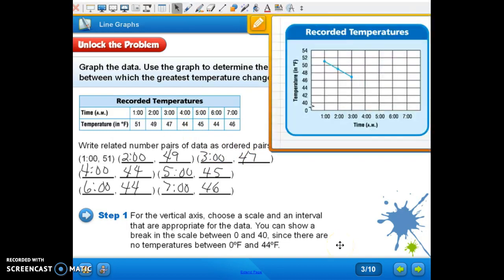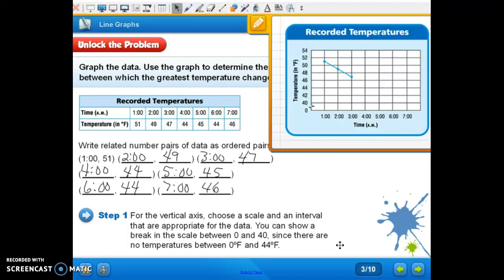Okay, now that you've paired up your information with time and temperature, we're going to look at this graph. And you'll notice along the bottom, they put time, and they put the hour. 1, 2, 3, 4, 5, 6, 7. Now look at the scale that goes up the side, the temperature. It goes from 0 to 40, and then it goes 42, 44, counts by 2.